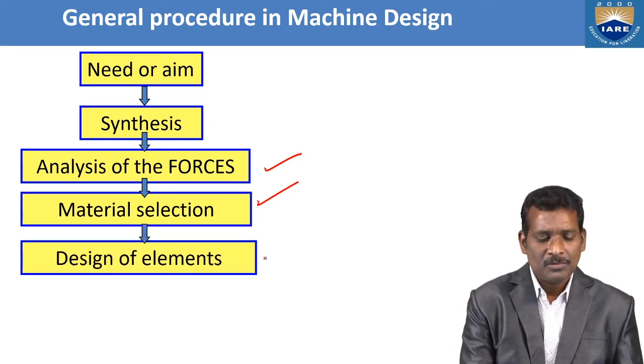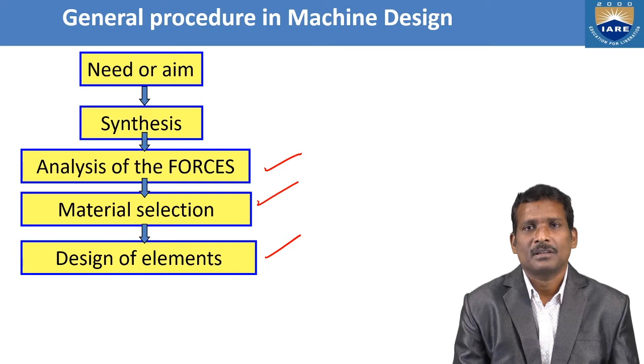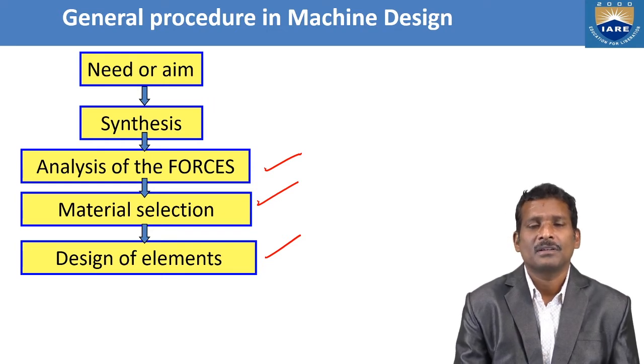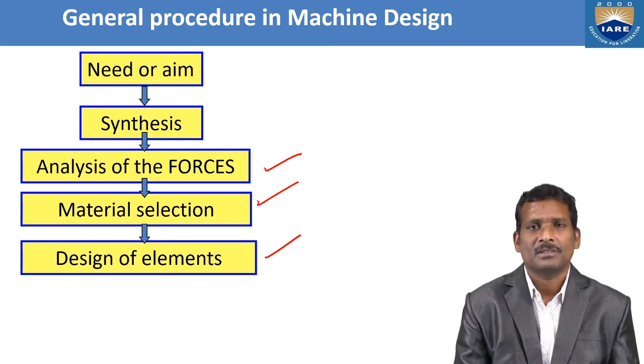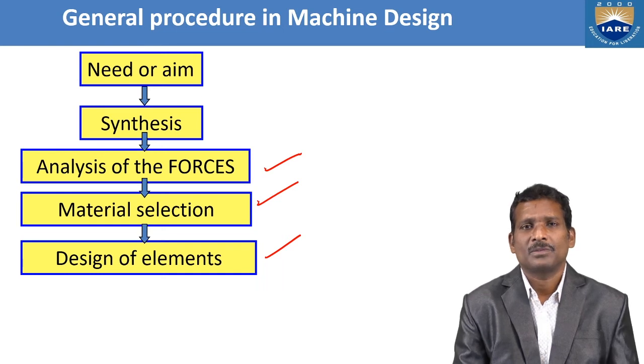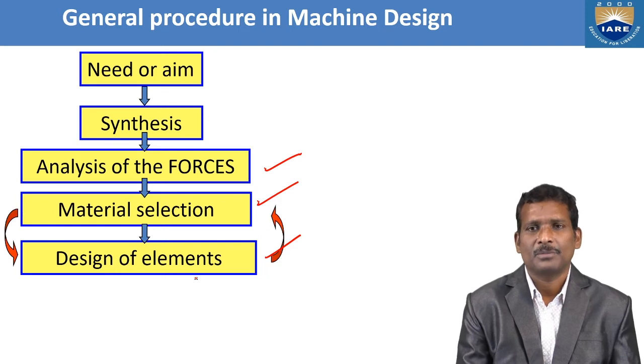Next is the design of elements. After identification and selection of the material comes the design of the element. The machine elements are like shafts, bearings, couplings, clutches, and many more. Now we design the individual components of a particular machine. That part comes under the design of the elements.